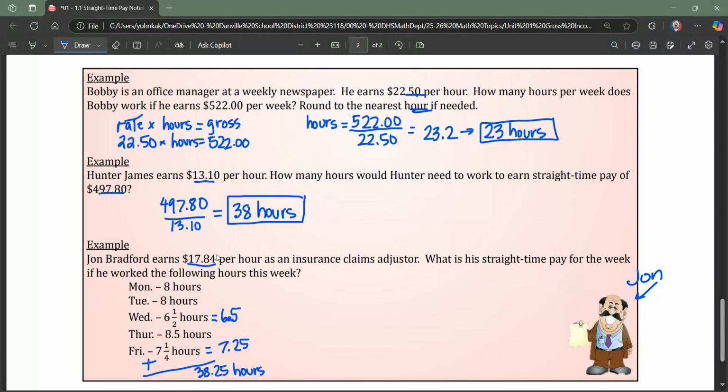So now I know the total amount of hours that he worked for the week, and I know the total amount that he earns per hour, his hourly rate, so I can multiply those two together. 38.25 hours multiplied by $17.84 an hour. You're going to have to round to 2 decimal places, and that gives $682.38.